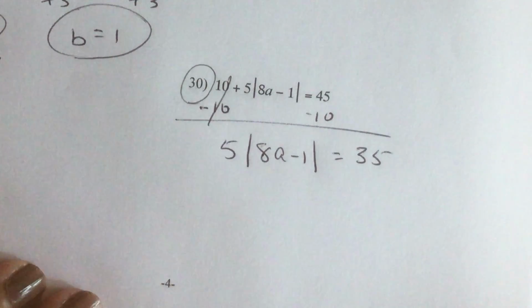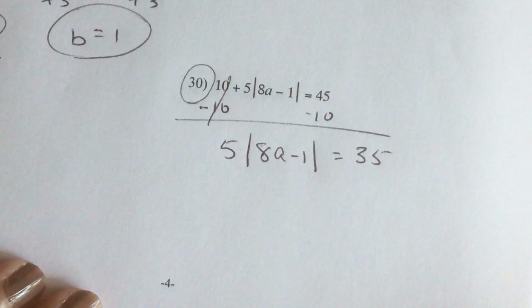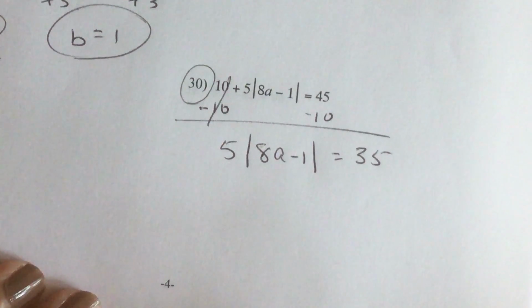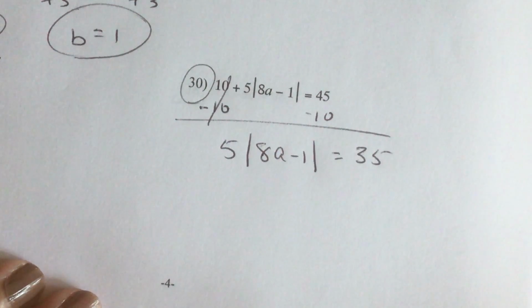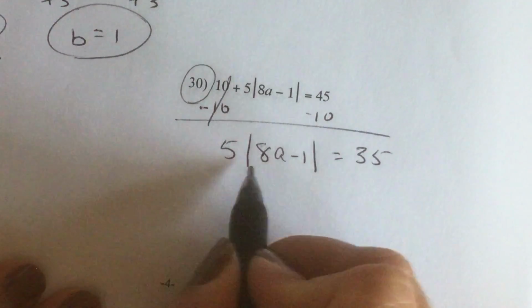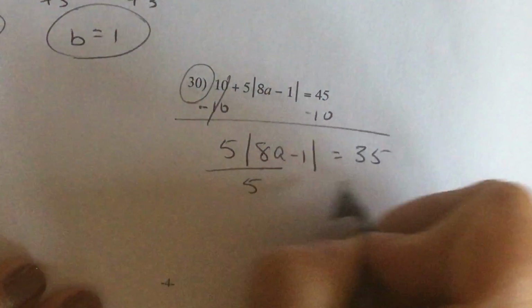Just remember that, no matter how hard a math class you're taking, how far you go in math, when you are solving an equation, you want to get the most complicated thing alone. So in this case, it's the absolute value. So we're going to divide both sides by 5.